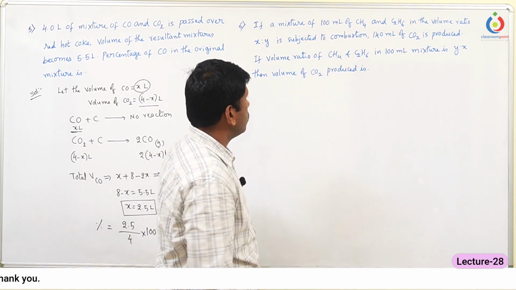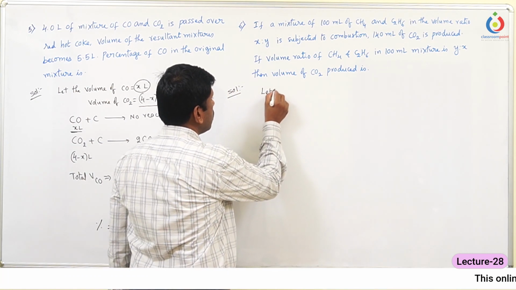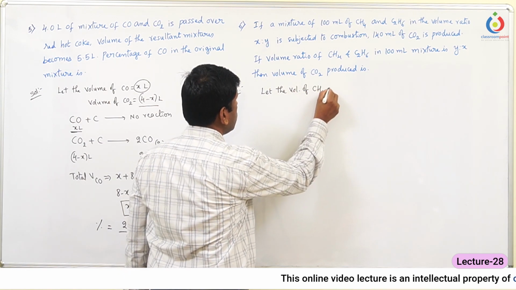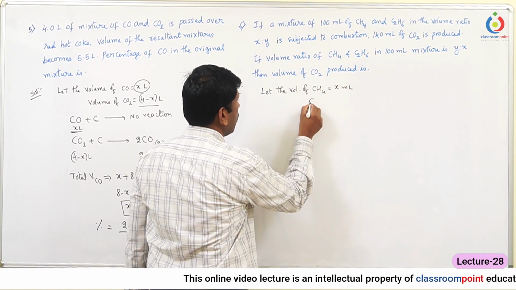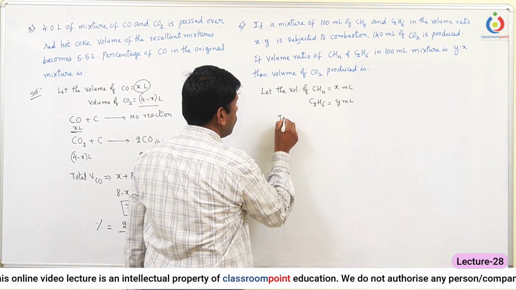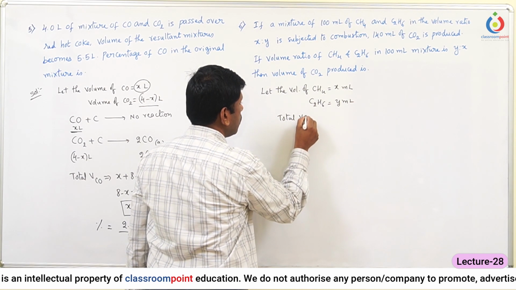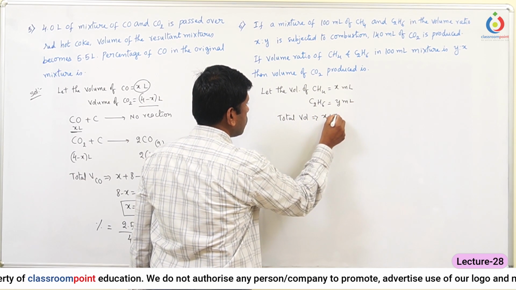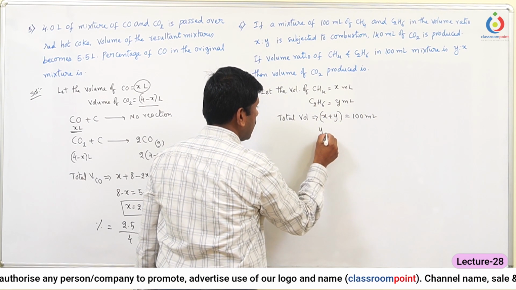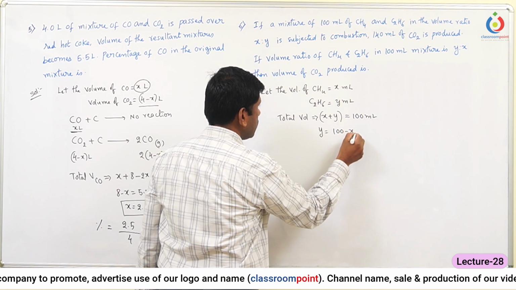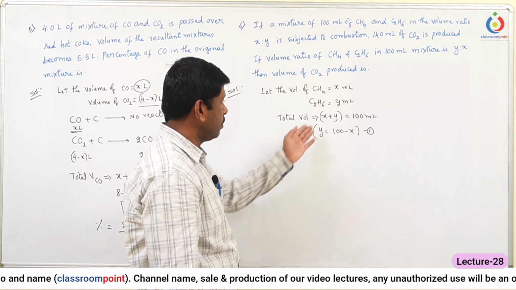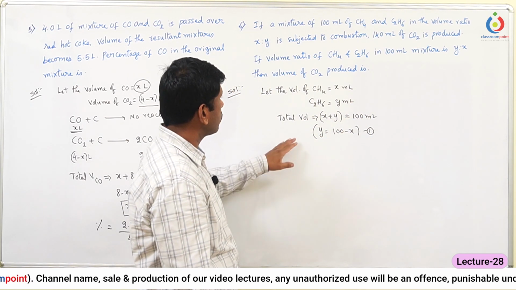So let the volume of CH4 be X ml and of C2H6 be Y ml. Total volume is X plus Y ml, that equals 100 ml. From this we can write Y equals 100 minus X. Let this be equation 1. Or else we can write X equals 100 minus Y.